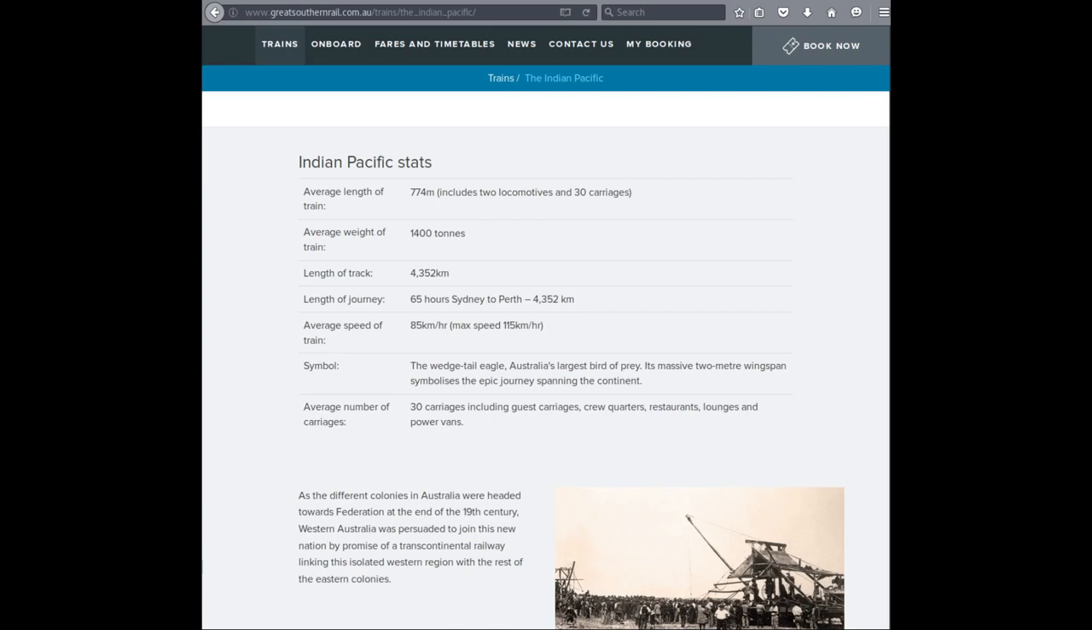So there's no more track. 4,352 kilometers is all there is. There's no maintenance track. There's no other path. That's all they track, I guess. So, average speed of train 85 kilometers per hour with a maximum of 115 kilometers. That equates to about 52 miles per hour for those of us living on the other side.